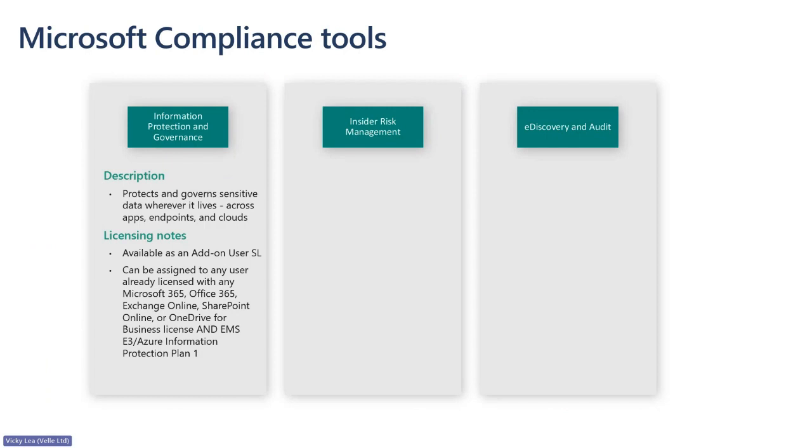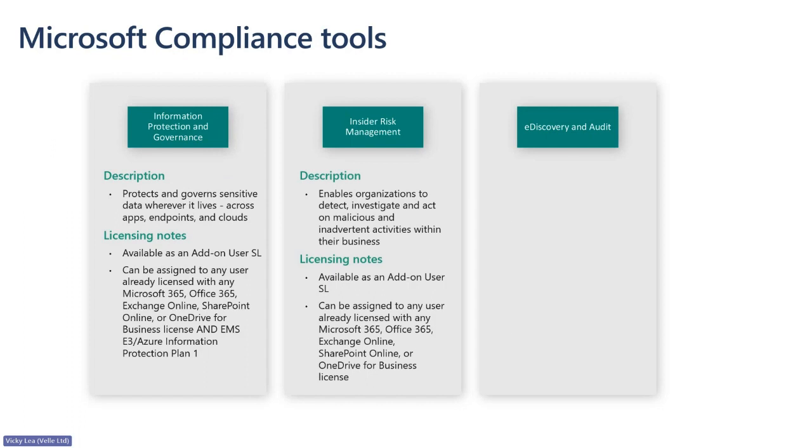So we have information protection and governance, which is all about knowing your data, protecting your data, making sure you haven't got data loss, that you're only keeping the information that you should be keeping, deleting stuff you don't need. It is all about managing your data. That's available as an add-on license. You can see on the slide, I won't read them out, a list of the licenses you must have if you want to add on to that.